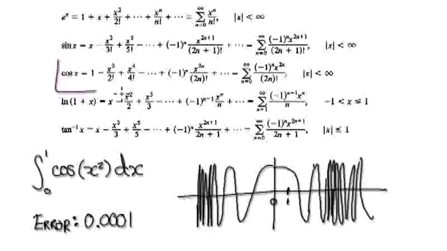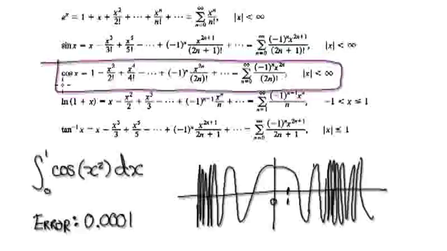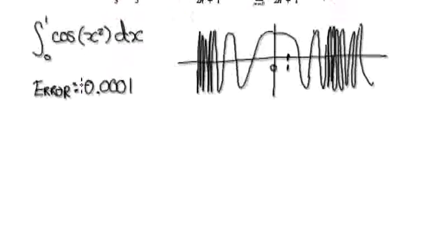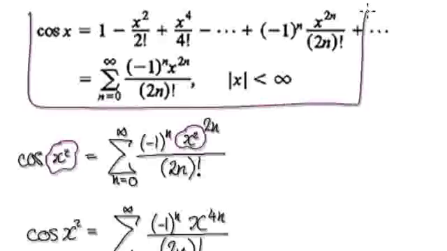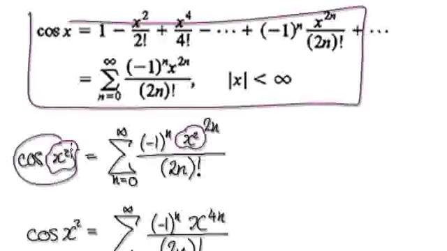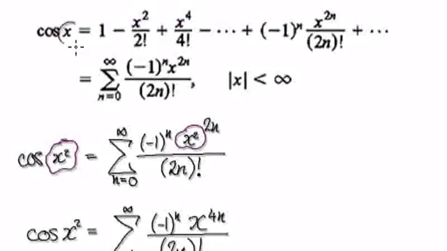Okay, so to do this, let's just zoom into this bit here, the cos x. Now we need to turn this into a series. So imagine this as being x squared, so you would then put it into here. So this would be x squared to the power of 2n, and now simply this times this would be 4n.